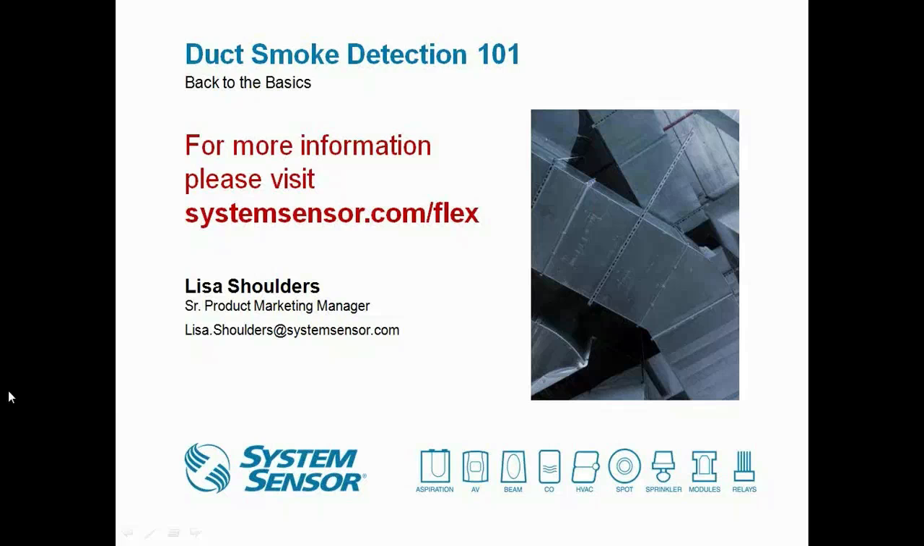Typically, duct detectors are mounted directly to ducts, and then the insulation is applied afterwards. Can the duct detector be mounted on top of insulation, and if so, does it require any special mounting? The answer to that is it may or may not. Duct smoke detectors can be installed on top of insulation.